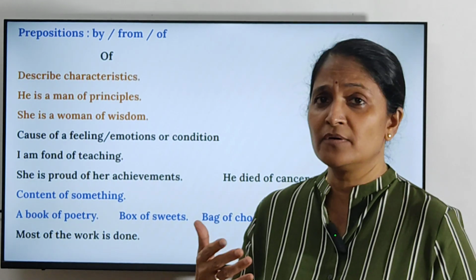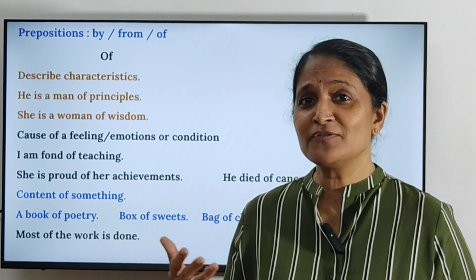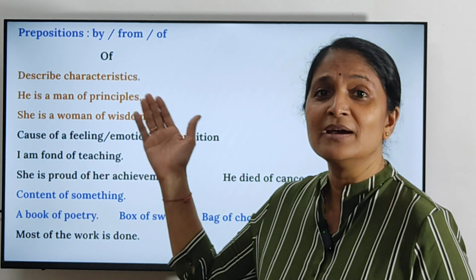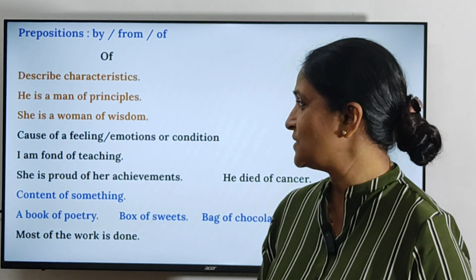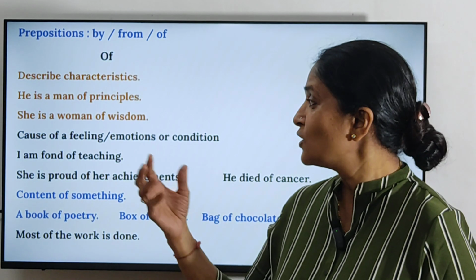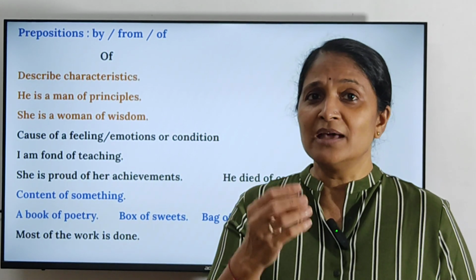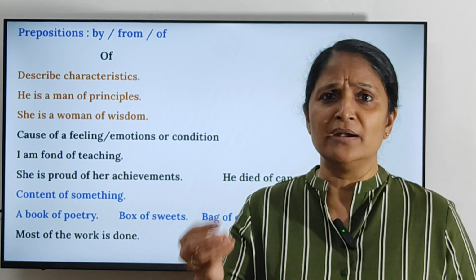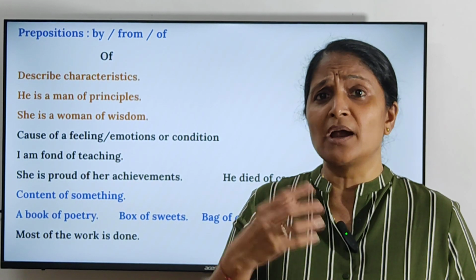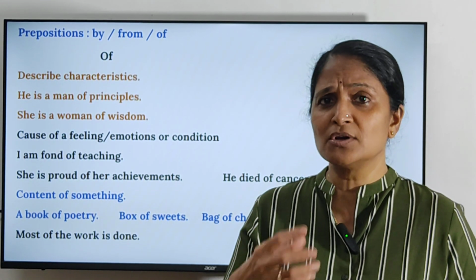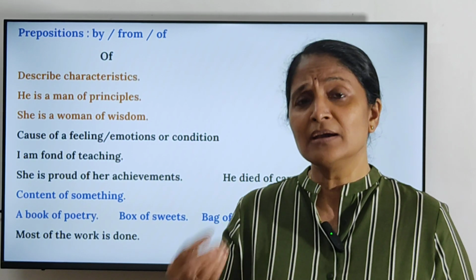She is a woman of wisdom. So here you are talking about characteristics of a person. Now next is cause of a feeling, emotion or condition. What is cause? So see, there is a reason of cause of that condition. कुछ कारण, कुछ वजह उस condition का, for that feeling, cause of that feeling or cause of that condition.